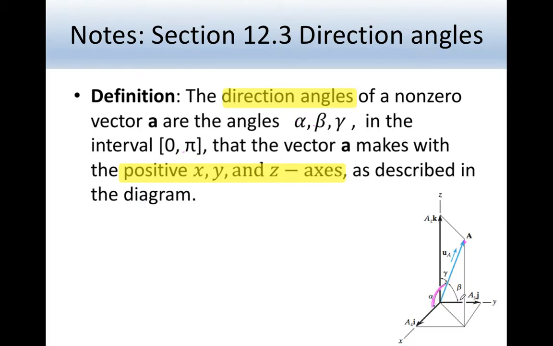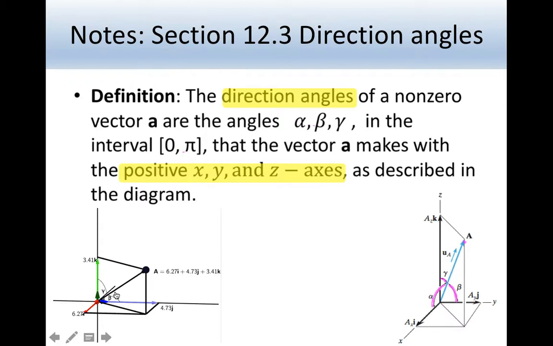Big or small? And then here with the positive Y axis, or you can think about unit vector J, and gamma, right? So the direction angles orient you in space by not just the rectangular coordinates, but your rotation from each one of those axes.